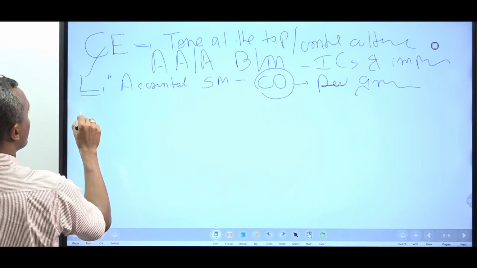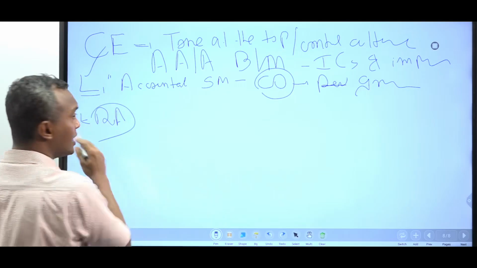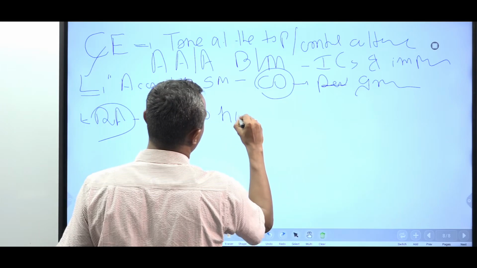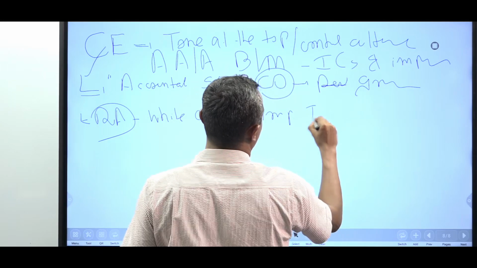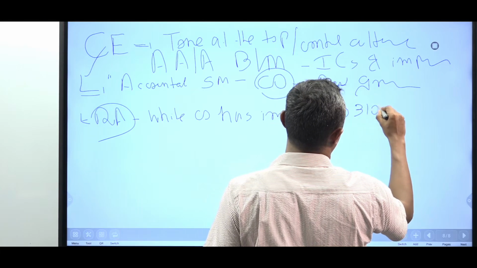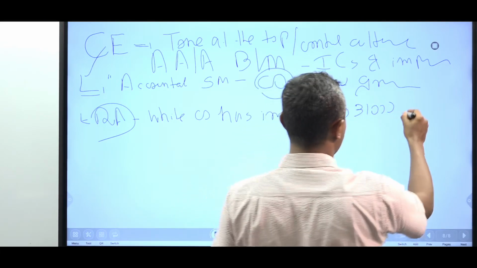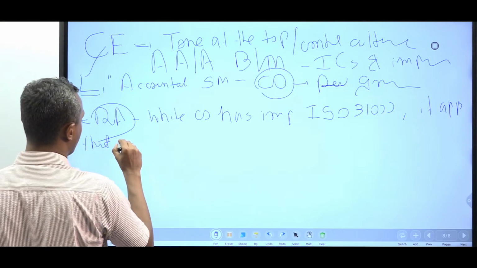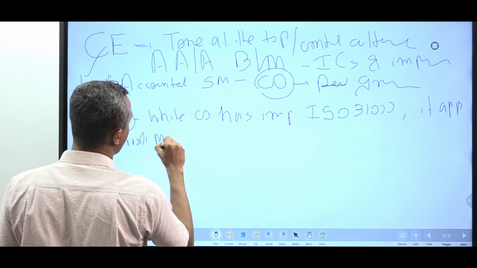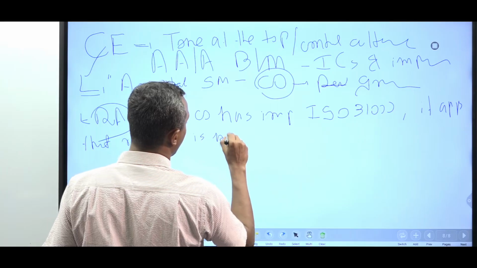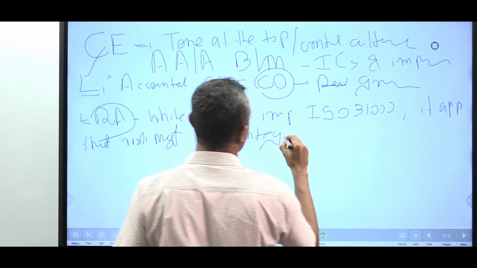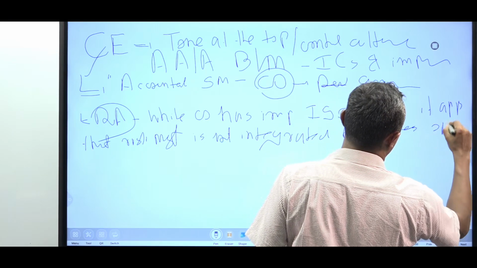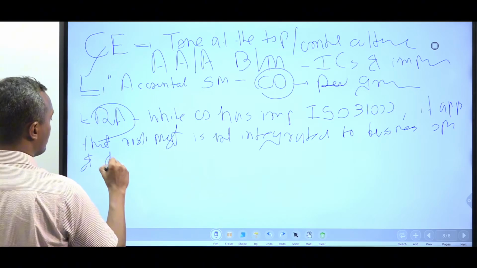Control environment. Then we can also write about risk assessment. In the case study, while the company has implemented the ISO 31000 risk management standard, it appears that risk management is not integrated into business operations and decision making, right? What is the best example we can give?